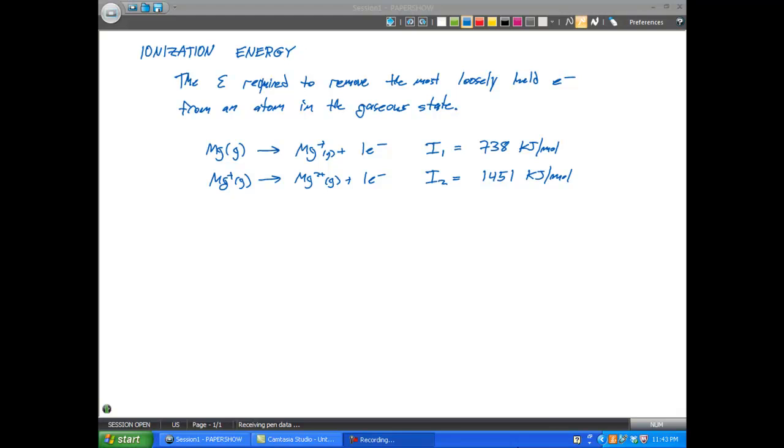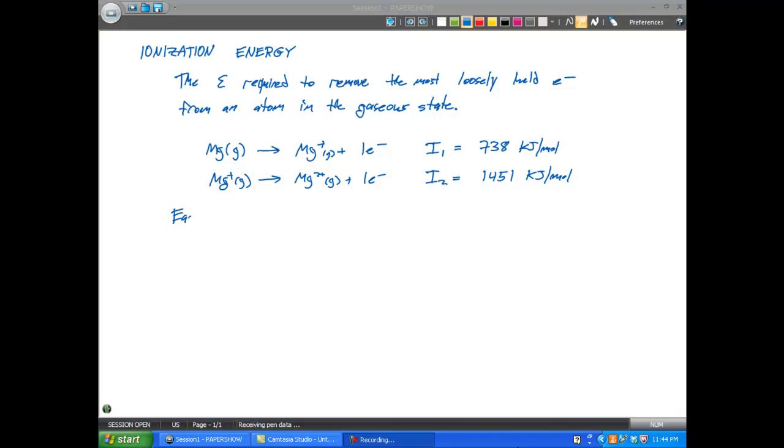And one thing I want to point out here when discussing ionization energy, the first ionization energy is the energy required to remove one electron from, in this case, magnesium. The second ionization energy is the energy required to remove one electron from magnesium plus. It is not the amount of energy to remove 2 electrons. Okay? That would be the sum of each of these ionization energies. So make sure you keep that in mind when we're looking at these.